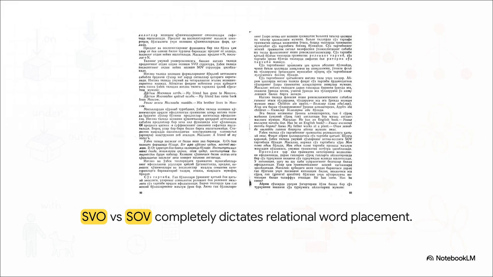And this architectural shift absolutely dictates relational word placement. Because English is SVO, its relational words, prepositions, sit before the noun. Pre literally means before. But because the verb anchors the end of an Uzbek SOV sentence, its relational words must follow the noun. They're post-positioned. It's just a brilliant, entirely logical consequence of where the verb lives.